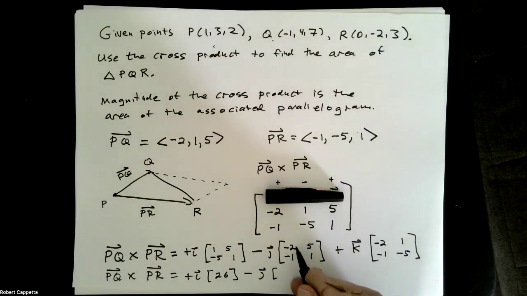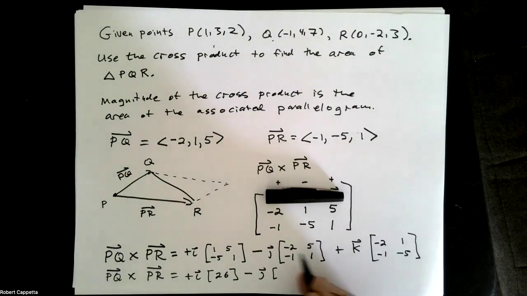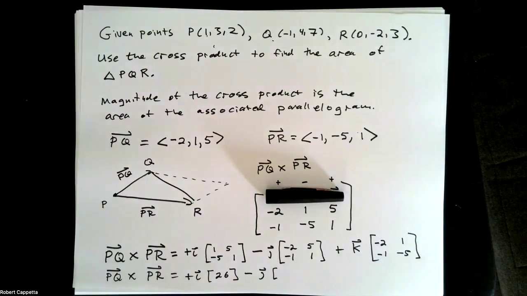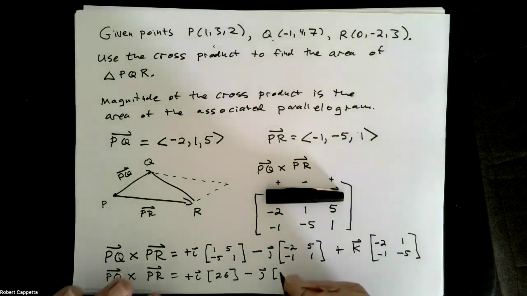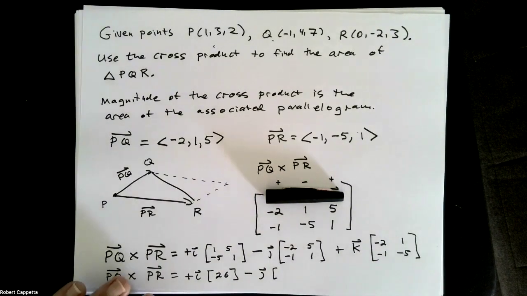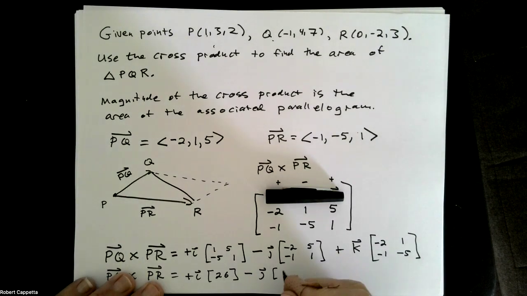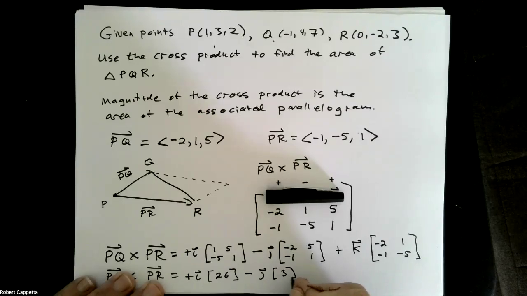Minus j times, what do we get here? Multiply this way first. Negative 2 times 1 is negative 2. Minus negative 5. Negative 2 minus negative 5 would be the same thing as negative 2 plus 5. So again, negative 2 minus negative 5, it's negative 2 plus 5, which is 3.